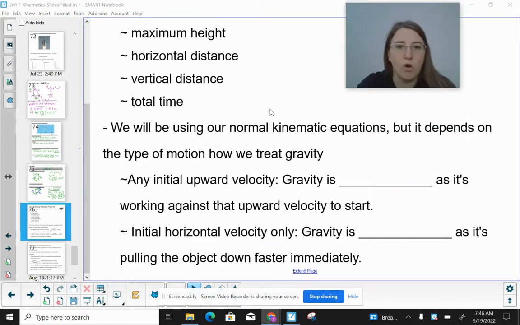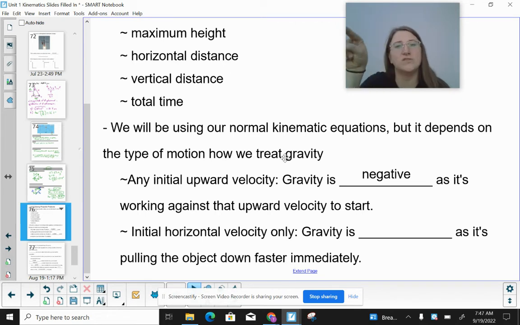Now, we can use our normal kinematic equations with these situations. However, with gravity, you want to be really careful. We talked about how to designate your positives and negatives, right? You need to be specific. Usually, as a rule of thumb, if there's any initial upward velocity, so if I throw a ball and it starts going this way, immediately gravity is going to start slowing that object down. So usually we call gravity negative in that case. Again, you could call it positive, but then you would need to be careful with your velocities. If I'm going upwards to start, gravity is going to pull down, opposite, and so we'd call it negative.